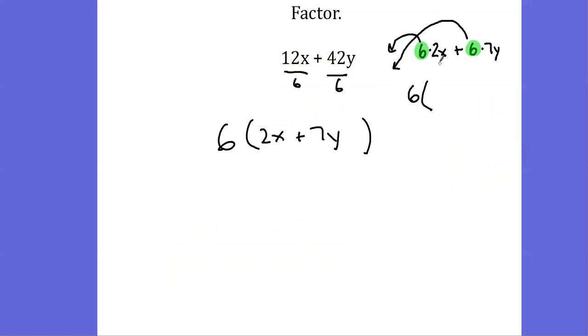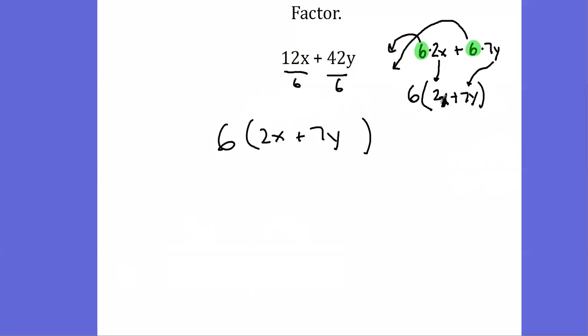And whenever I factor out that 6, what's going to be left here? This will be 2x, and this will be 7y, and bring my plus sign down. So 6 times the quantity, and let's make this a little bit neater. I apologize about my handwriting here. 6 times the quantity 2x plus 7y.